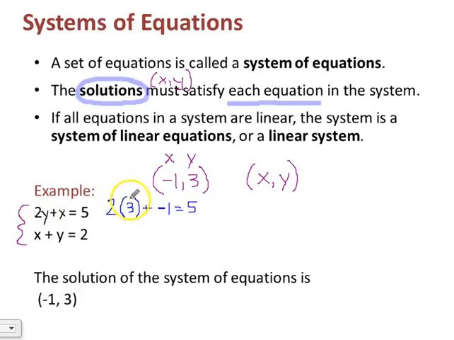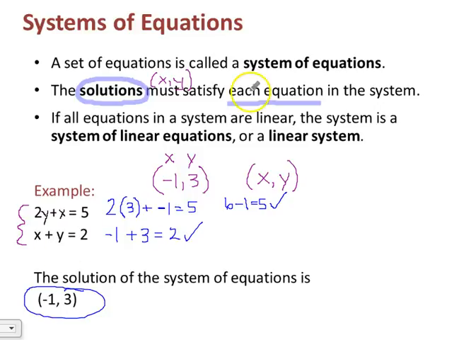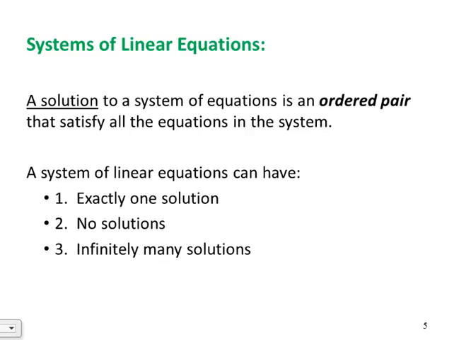So I know 2 times 3 is 6. 6 minus 1 equals 5, so that did work. The solution of -1, 3 worked. Now let's look at the second equation. I'm going to plug in -1 for x plus y is 3. So -1 plus 3 is 2. That worked. So the solution for each equation has to work. So if we're going to have one solution, we plug it in for each equation, and it will work. And that's what we mean by solving a system of equations. So you're going to look at that this week.